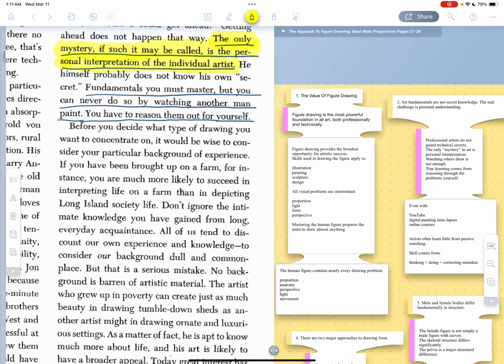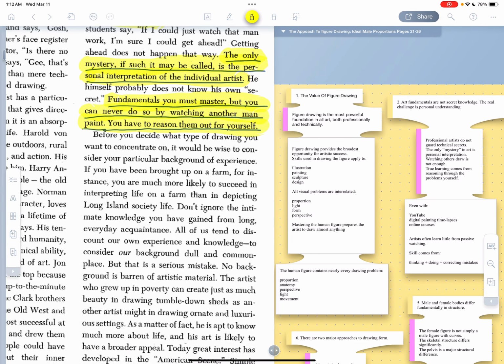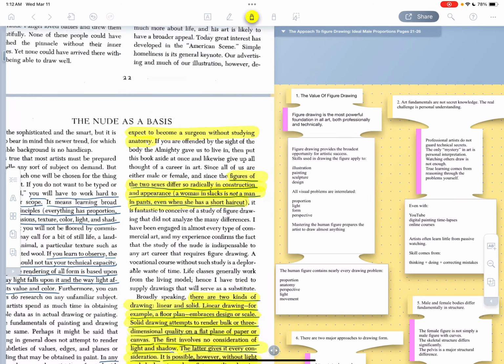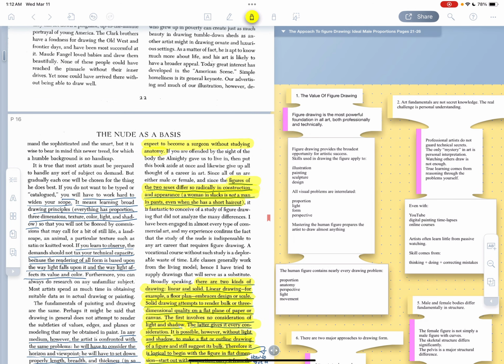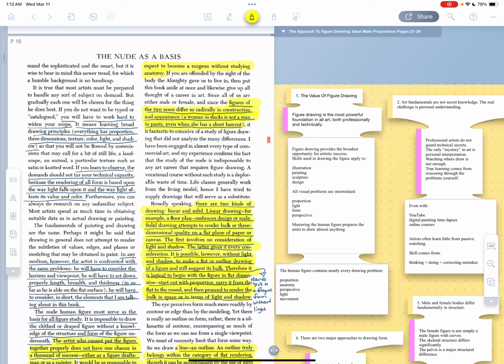Fundamentals must be mastered, but you can never do so by watching another man paint. You have to reason them out yourself. So what he's saying is that you can't just read this book and not draw. You have to apply these concepts repeatedly until you get them, right? You can watch Craig Mullins digital painting on YouTube all day, but if you want to get to that level, you got to digital paint. That's what he's saying. I'm gonna read some more of my rough notes, and we'll go over to the canvas.